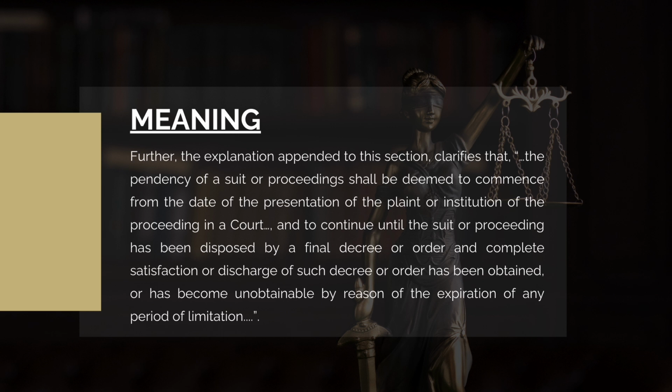Further, the explanation appended to this section clarifies that the pendency of a suit or proceedings shall be deemed to commence from the date of the presentation of the plaint or institution of the proceeding in a court and to continue until the suit or proceeding has been disposed of by a final decree or order and complete satisfaction or discharge of such decree or order has been obtained or has become unobtainable by reason of the expiration of any period of limitation. In short, pendency of proceedings or suit would begin on the date of presentation or institution of the plaint in a court of competent jurisdiction and would continue till the date the court passes its final decree or order.